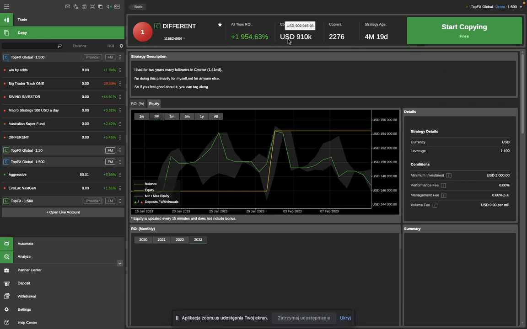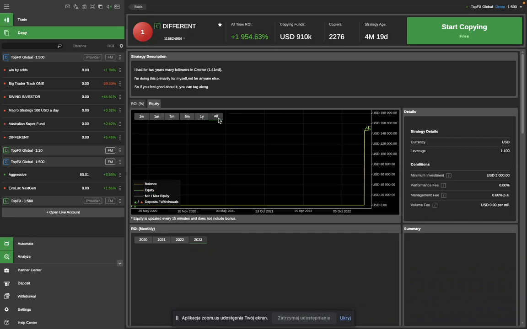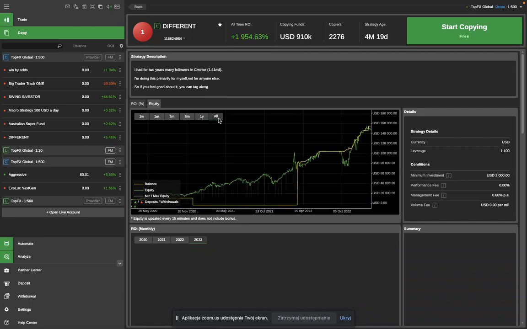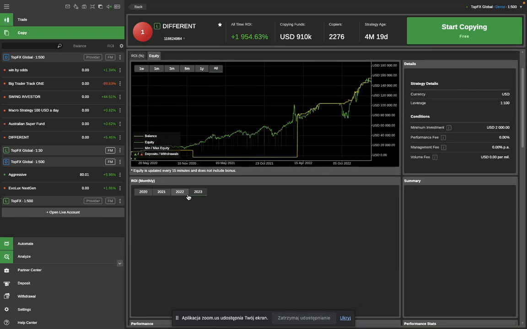As you can see, it has $900,000 under management, and the all-time ROI is 1,954%. As you can see, the strategy is only 4 months and 19 days old. If we take a look at the all-time equity graph, what we can see here is that there were some big dips in the drawdown.